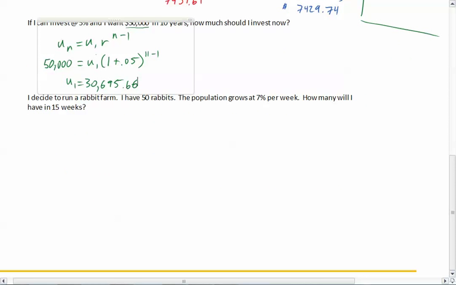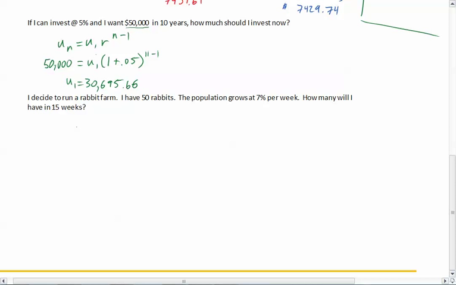Last one, let's look at some rabbits, because everybody loves rabbits. I decided to run a rabbit farm. I have 50 rabbits. The population grows at 7% per week. How many will I have in 15 weeks? Now, this should be a fairly simple question now that we've looked at the difficult stuff with the money and the compounding and all that fun stuff. So let's go ahead and try this out.